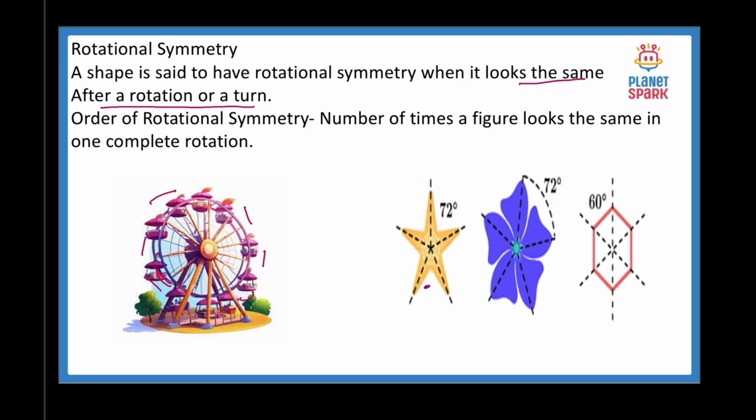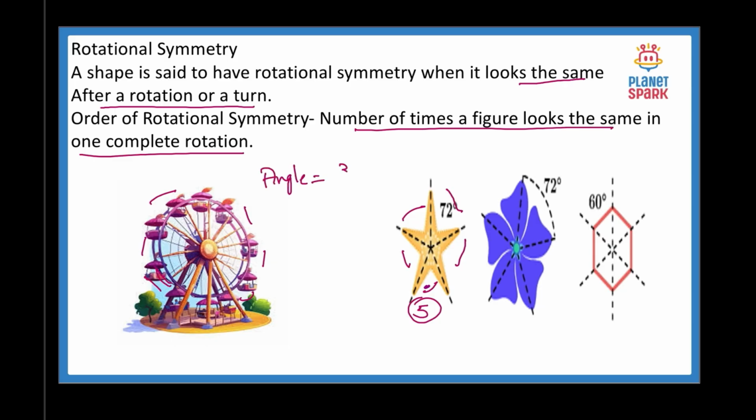Now, if we just look at the star that we are having, in this star, if I move it 5 times, now 5 times I'm moving it, and on these 5 positions it is still looking the same. So order of rotational symmetry is going to be 5. Order of rotational symmetry is number of times the figure looks same in one complete revolution.